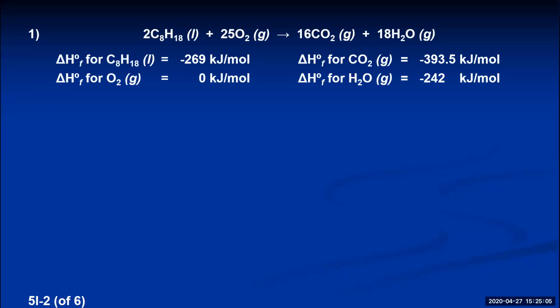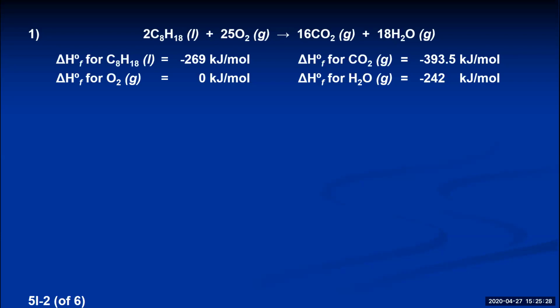To use standard heat of formations, we're going to take the standard heat of formations of the products and subtract the standard heat of formation of the reactants. That gives us a particular pathway to get the reactants to turn into the products. And because enthalpy is a state function, it doesn't matter what pathway we use to go from reactants to products, the enthalpy change will always be the same. So in this case, we're going to start on the product side.